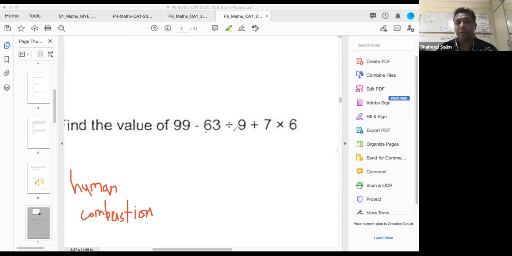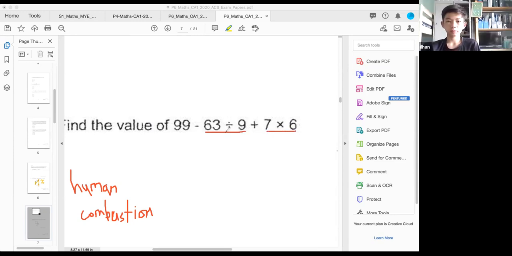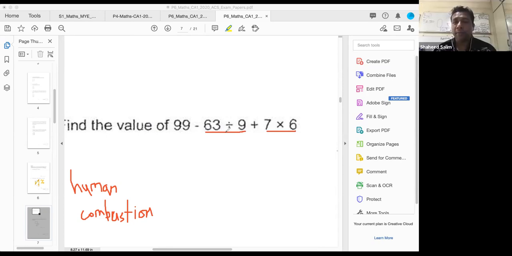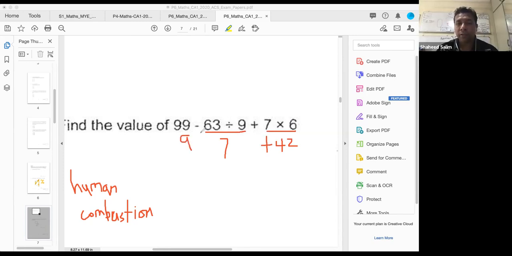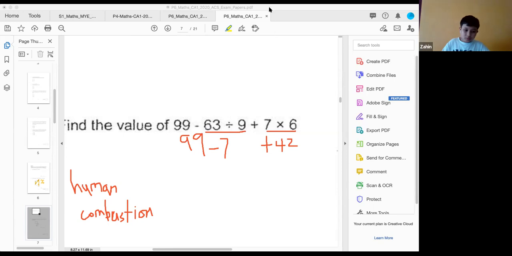Let's see now. This one on here. Ilhan, 63 divided by 9. What's this one we do first? These two. Okay, so 63 divided by 9, what do you get? 7. 7 times 6, 42. So now you are supposed to minus then plus. So down here, 99 minus 7, you get 92. 92 plus 42, how much is it? 134.